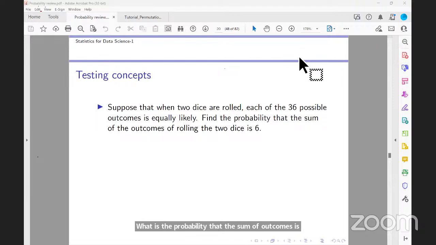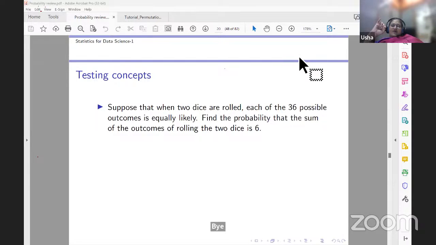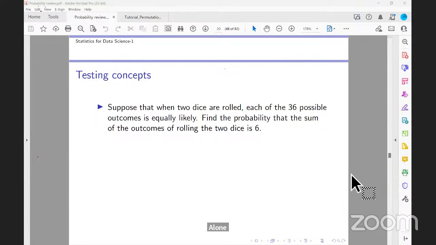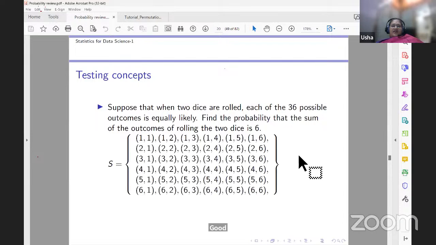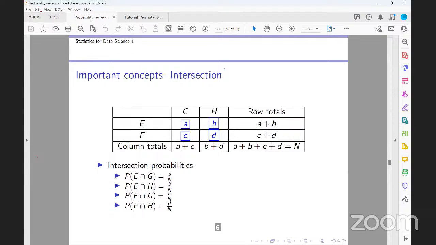5 outcomes: 1,5; 2,4; 3,3; 4,2; and 5,1. So it is 5 by 36. Is it clear? Yes, 5 by 36.